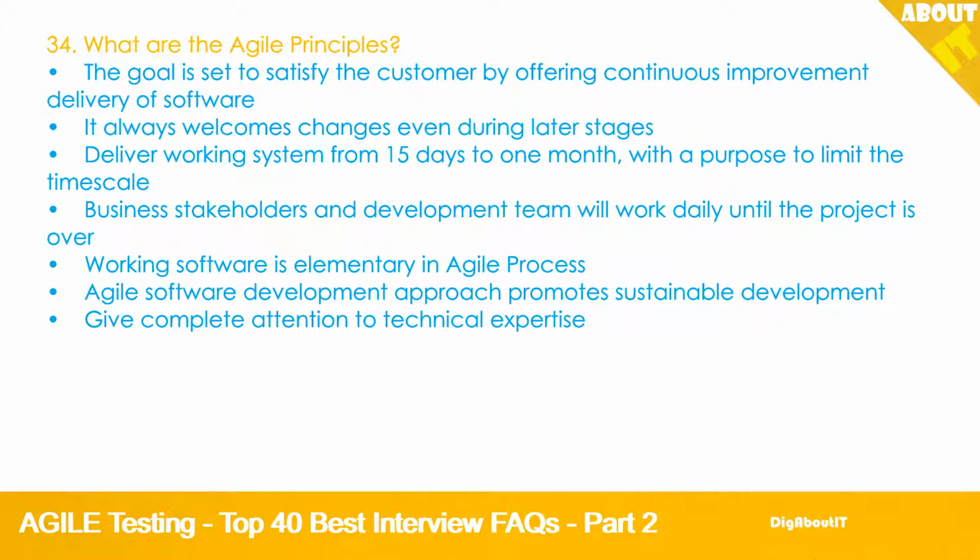Working software is elementary in Agile process. Agile software development approach promotes sustainable development. Give complete attention to technical expertise.